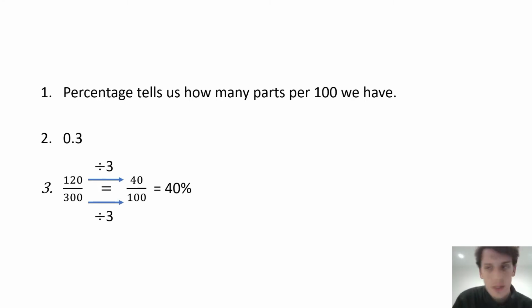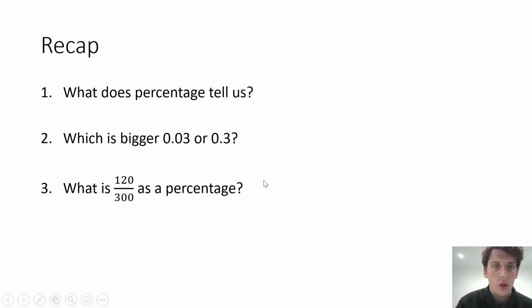Welcome back. So what is percentage? Percentage tells us how many parts per 100 we have, okay? Now, which is bigger, 0.03 or 0.3? Okay, now 0.03 is 3 hundredths, and 0.3 is 30 hundredths, okay? So 30 hundredths is going to be bigger than 3 hundredths, so 0.3 is bigger than 0.03.